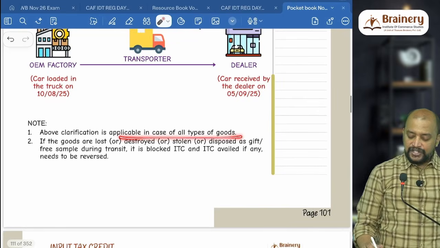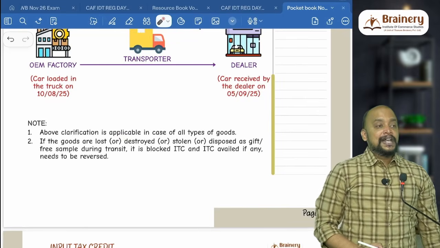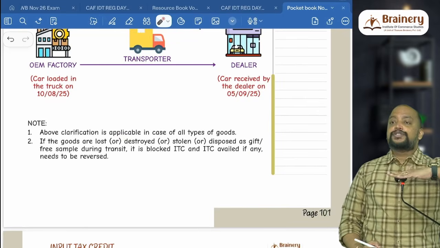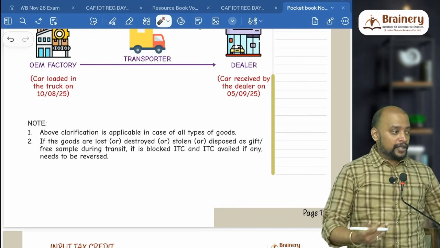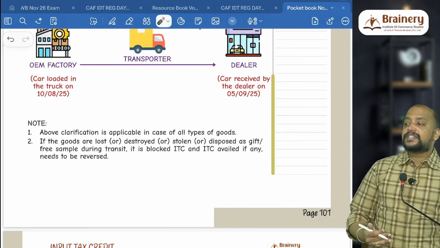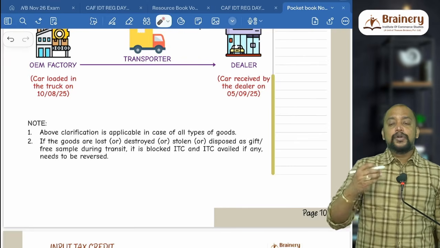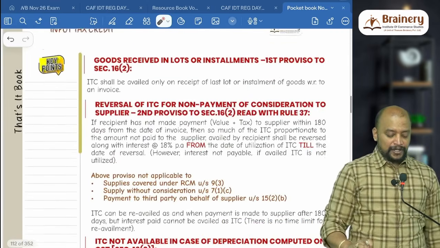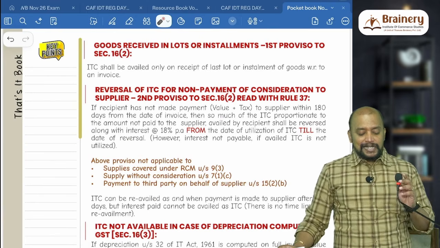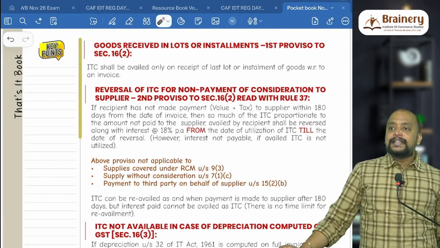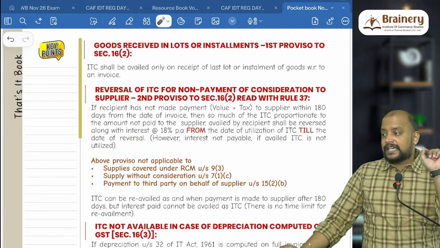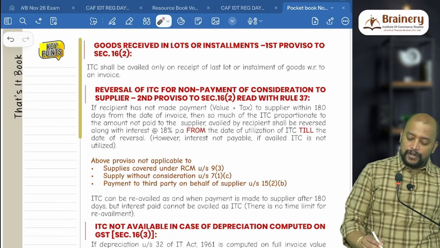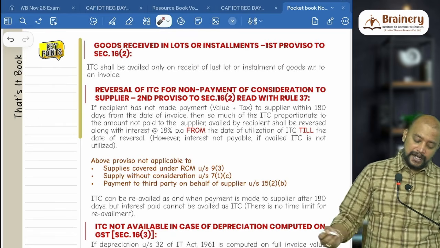And the above clarification is applicable for all types of goods. In transit, if the goods are lost, destroyed, written off or disposed of as gifts or free samples, then the dealer who already availed the ITC needs to reverse it because that is a blocked credit. Then when goods are received in lots or installments, with respect to a single invoice, they can avail ITC only on receipt of the last lot or installment.